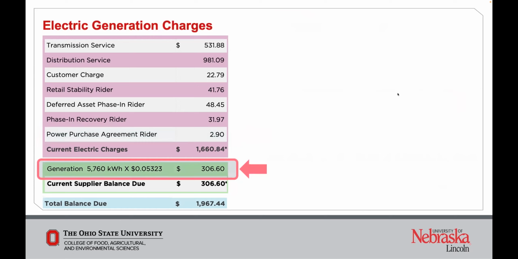Finally, the generation charge, and this is the one that I think most of us think about when we say, how much do you pay for electricity? A lot of times we'll simply take the total and divide it by the total kilowatt hours used. So we might say, well, $1,967 divided by our 5,760, that was our total usage. Say, oh, well, that's what we pay per kilowatt hour. But that's, as you can see, a little bit misleading here.